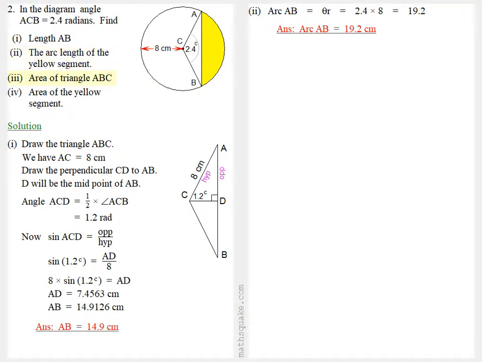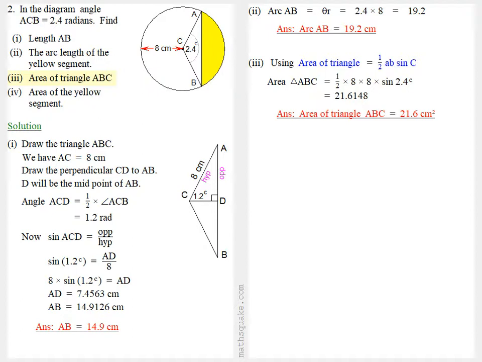In part 3, we're asked to work out the area of the triangle ABC. Now we're using the area of a triangle is a half A times B times the sine of C. Now the area of the triangle is a half times 8 times 8 times the sine of 2.4 radians. Now that works out to be 21.6148. And so the area of the triangle ABC is equal to 21.6 square centimetres.